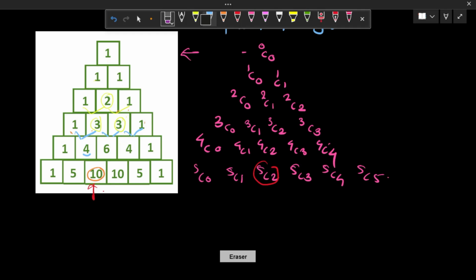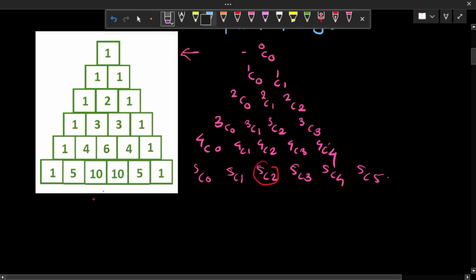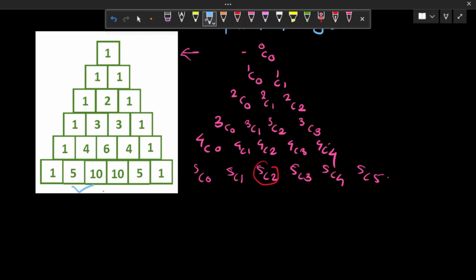Now you can see this is a simple, clear pattern. 1 plus 4 is 5, 4 plus 6 is 10, 6 plus 4 is 10, then 4 plus 1 is 5, and 1. And so on, this will continue: 5 plus 10 is 15. If you try to extend this, you will get a similar result for all of this.